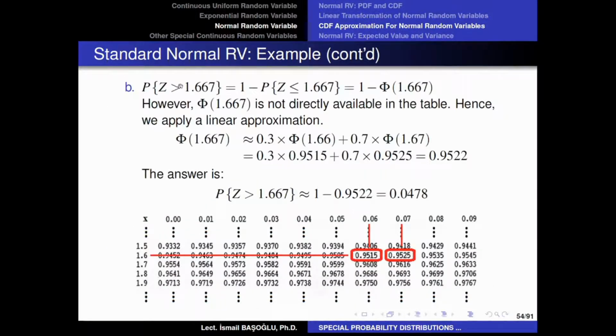The probability of z being greater than 1.667 is 1 minus the cumulative probability at 1.667, which is 1 minus the capital phi at 1.667. I need to identify the probability at 1.667. As you can see, I have the cumulative probability at 1.66, and I have the cumulative probability at 1.67, but I do not have any cumulative probability for 1.667. So what am I going to do? I am going to apply a linear approximation.